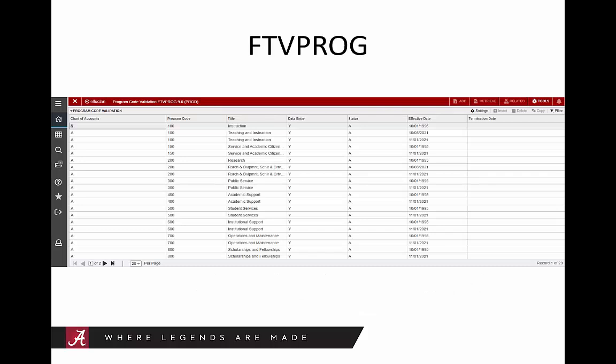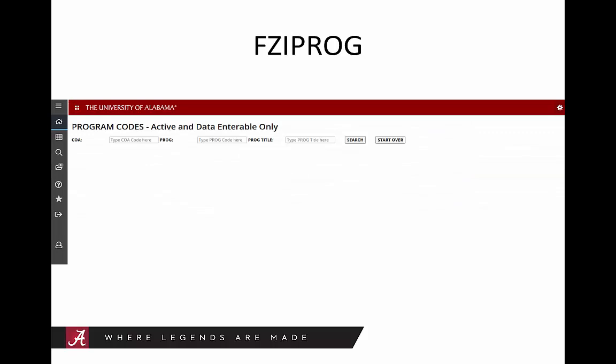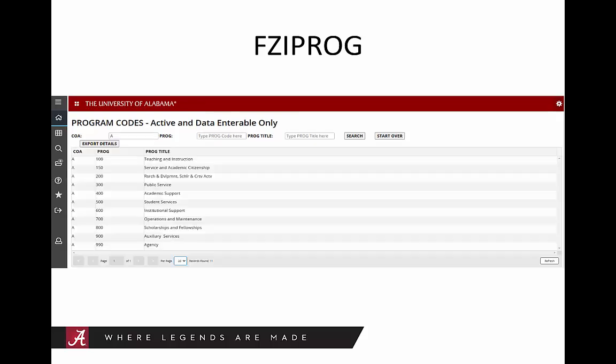Here's a screenshot of FTVPROG. Notice we have those same repeating values for program code. Now if we look at our new page, FZIPROG, the page opens to that same blank query page if this is our first time to view the page in our Banner session. I queried for chart of accounts equals A and chose search.